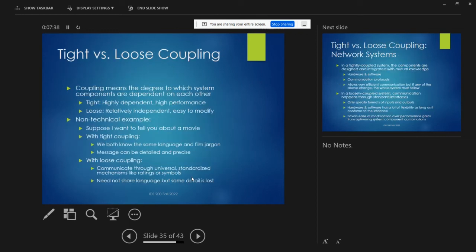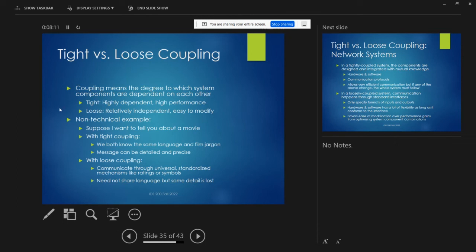Okay, so a couple slides about tight versus loose coupling. Coupling basically means the degree to which system components have dependencies built in. So if you have a tightly coupled system, that means there's a lot of dependencies built in, and it allows the potential for higher performance. For example, if your application knows that it's going to run on a particular machine, it can be designed to run on that particular machine and thus run better.